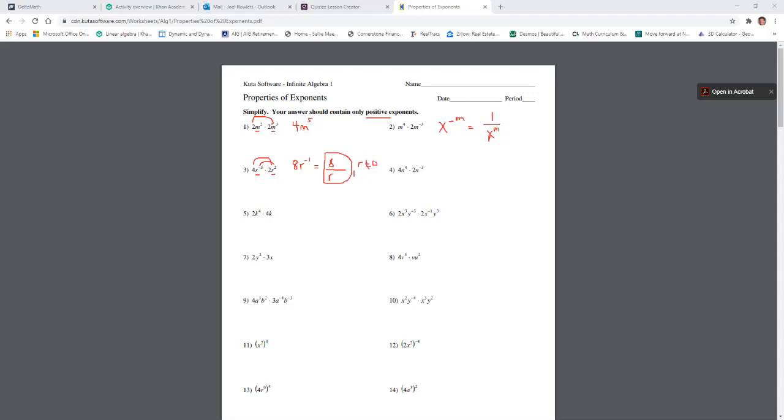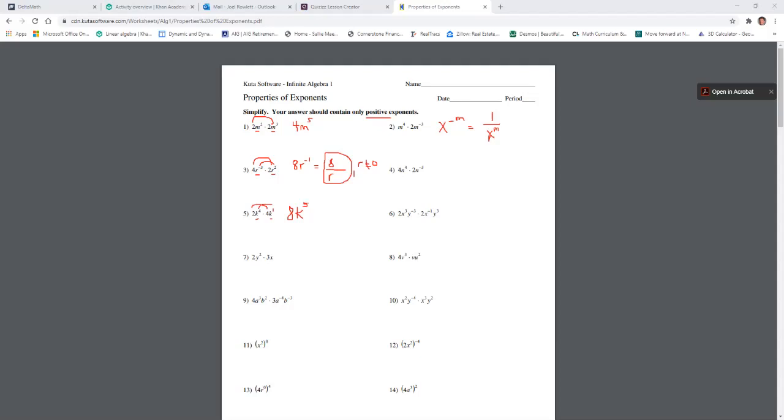Let's take a look at number 5. On number 5, again, we're multiplying. So I'm going to multiply 2 times 4, which would give me 8. And since these two expressions have the same base, I'm going to keep the base, which is k, and I will add the exponents together. Don't forget that there is an understood 1 here. So that leaves me 4 plus 1 when I add those exponents, and that would give me 5. 4 plus 1 is 5.